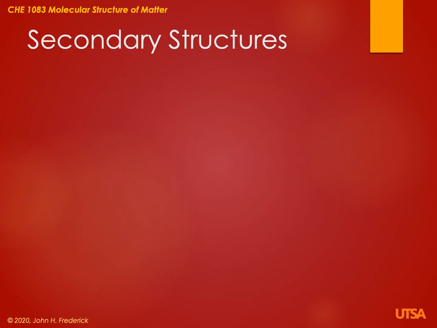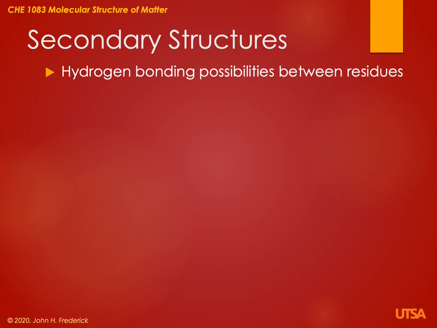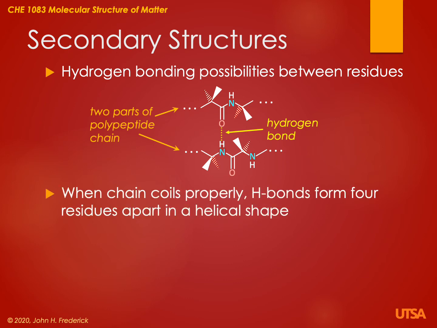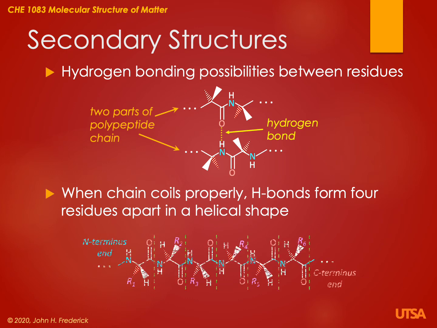Now these chains can form secondary structures, and that happens when there is hydrogen bonding between residues on different parts of that same chain. So you can imagine if it coils around until one part comes near another, we can now form a hydrogen bond, say, between these two parts, the hydrogen from the amine of one with the oxygen of the other. Okay, when it coils properly, these hydrogen bonds can form four residues apart in a helical shape.